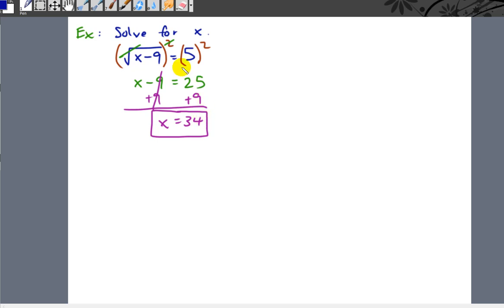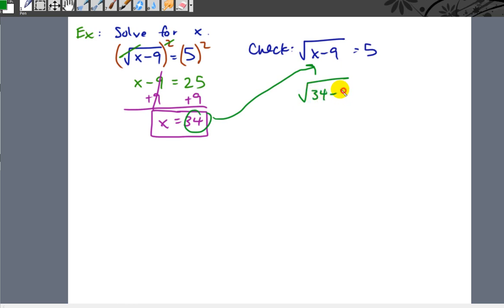So let's go ahead and plug this 34 back into what we have. So we're going to check. We have the square root of x minus 9 equals 5. That's what we started off with. We're going to take this 34 and plug it back in here. So we get the square root of 34 minus 9 equals 5. And then 34 minus 9 is the square root of 25. And the square root of 25, if we just take the positive solution, is going to be 5. So 5 equals 5, and that just indicates that x equals 34. That would be our only solution in this case. So this is good. x equals 34.